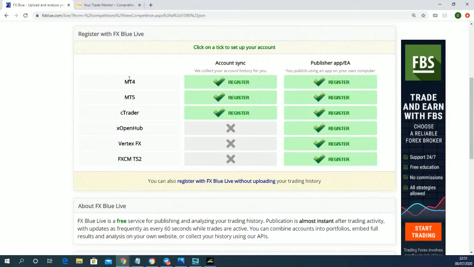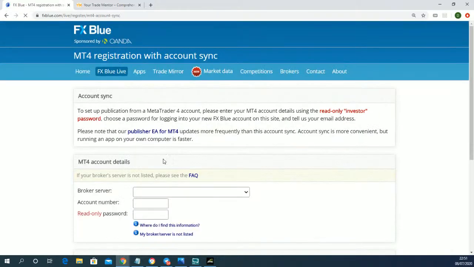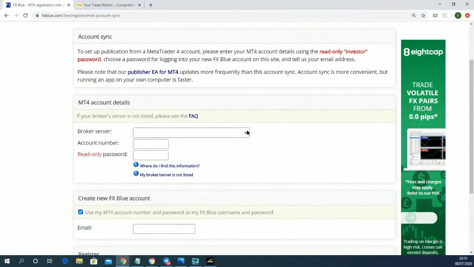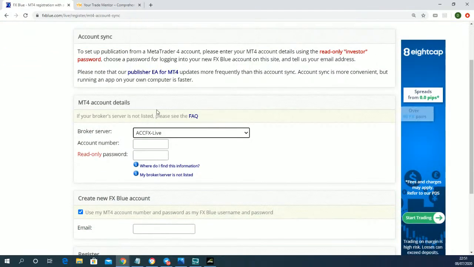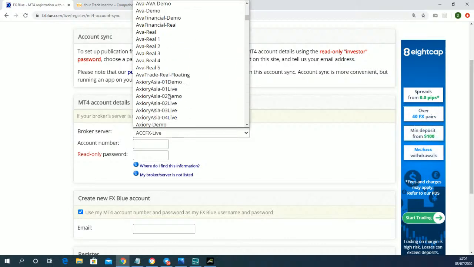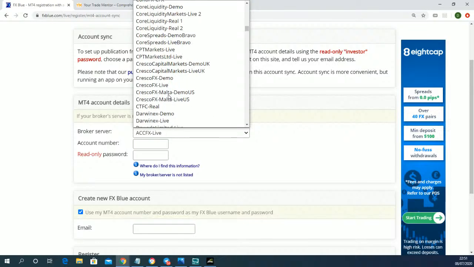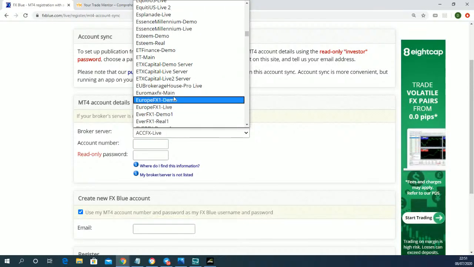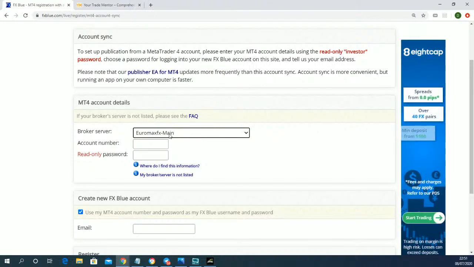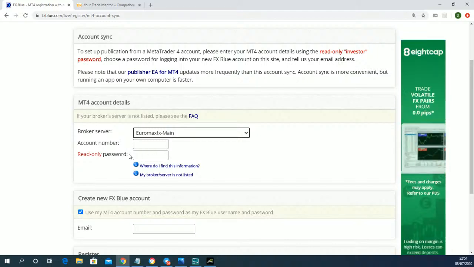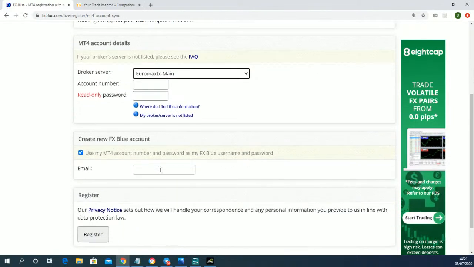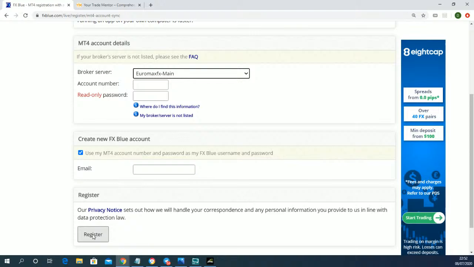So you choose which platform you are using, MT4, MT5, whatever it is. If you are using MT4, you just click here and say register. Then you enter your broker server. Let's say you are using ASC Forex or whatever your broker is. You will find your broker here. So many of them, Dukascopy, Euromax FX, whatever it is. You put your account number here and your read-only password. That read-only password is given to you by your broker. They want your email address as well. That's all you need to do, and click register.